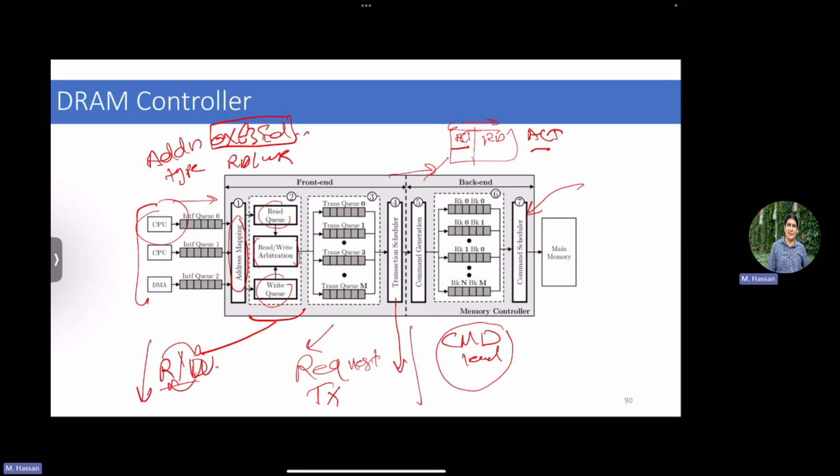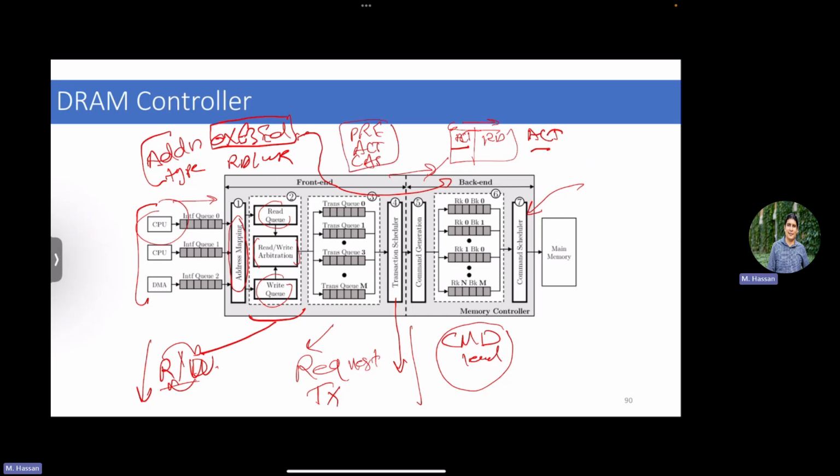Once you determine this and all your commands are ready, all your commands can be sent to the DRAM, you have to make sure they satisfy the timing constraints. Like assume, for example, I did this translation and I realized that this address here is a row conflict. So it requires a pre-charge and then an act and then a CAS.